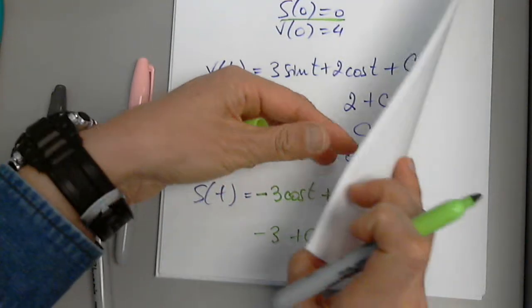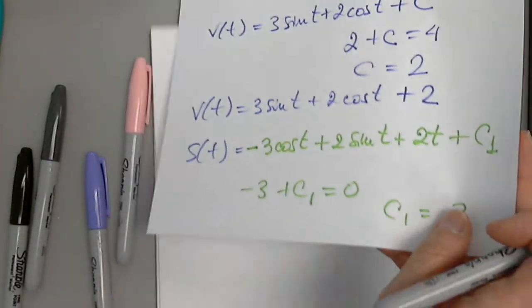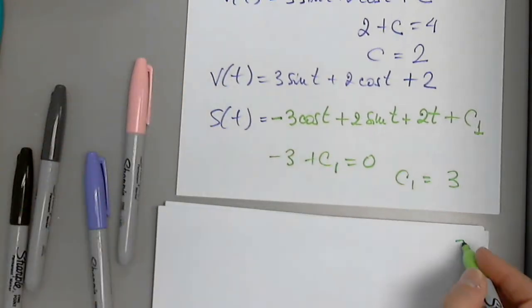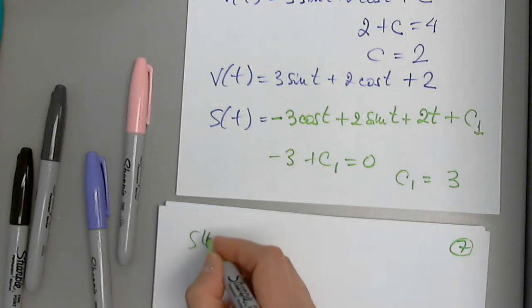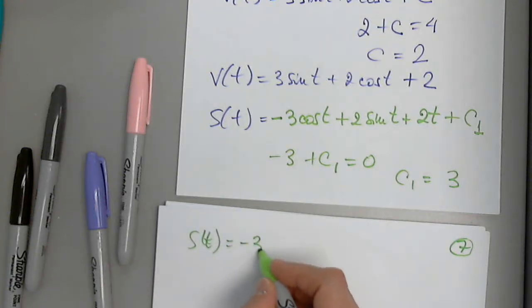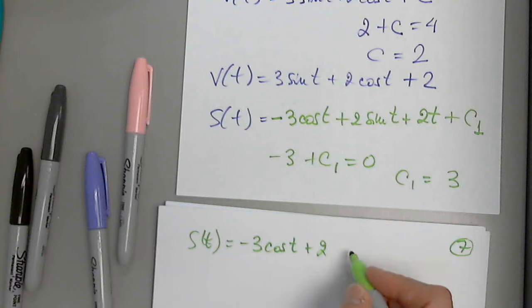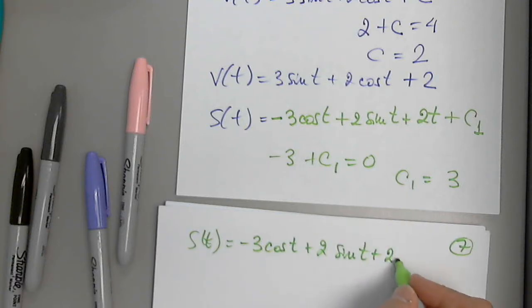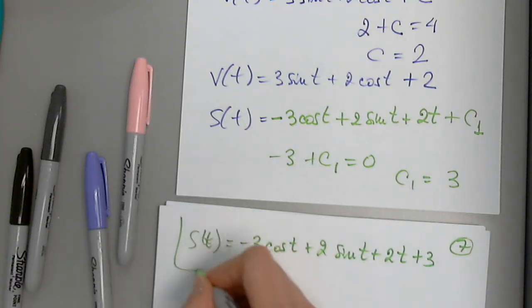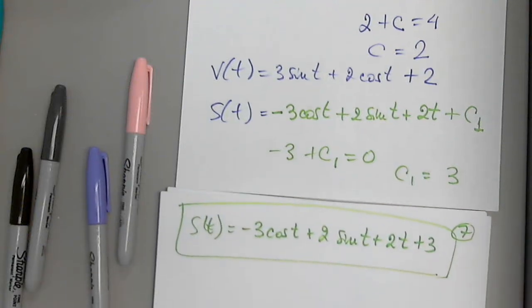Great job. So then we determine the unique function. There is no other function that fulfills all given conditions. Negative 3 cosine t plus 2 sine t plus 2t plus 3. And this is it. This is the distance or position function, the function that gives the position of the particle at any point in time. And there's only one.